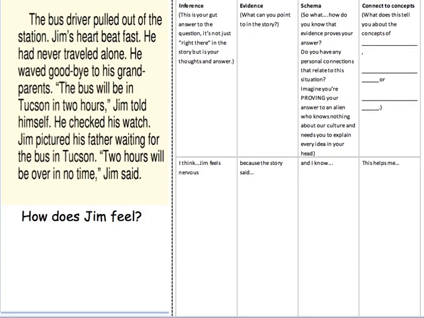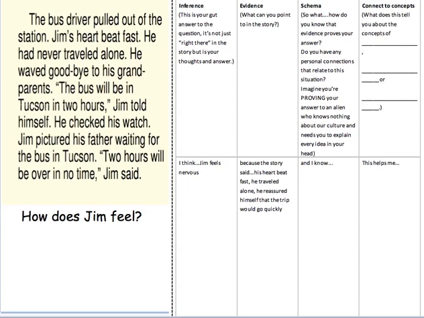Now I need to think about why. How can I prove that he feels nervous? I have to use the story clues in order to help me with this. The things that I specifically pointed out was the fact that his heart was beating fast, because the story said his heart beat fast. I also noticed that he was traveling alone. And I noticed that he kept reassuring himself. In that last sentence, he said 2 hours will be over in no time. He reassured himself that the trip would go quickly.